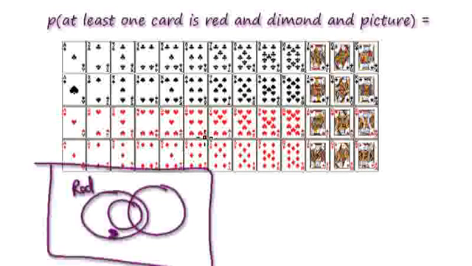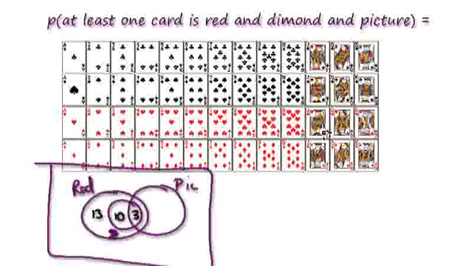So red cards, there are 26 red cards, but 13 are diamonds. So that means 13 here, 13 are diamonds. This here would be picture. Okay, but of the diamonds here, there are three picture cards. So I'm going to move the 13 within the diamond here, so this would be a 3, and I'm going to change this to a 10.